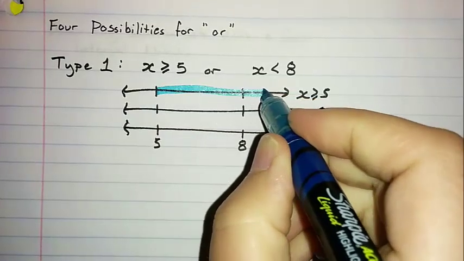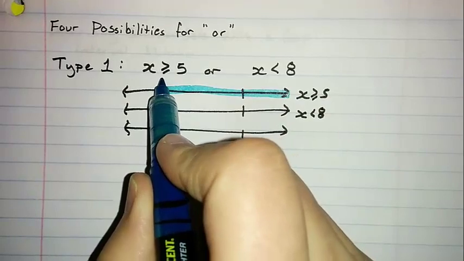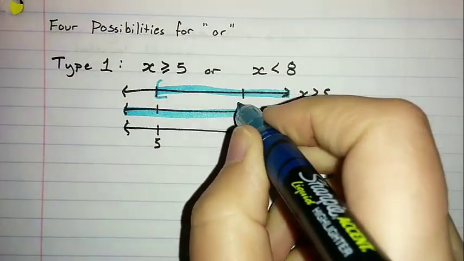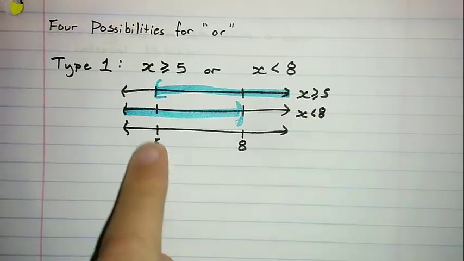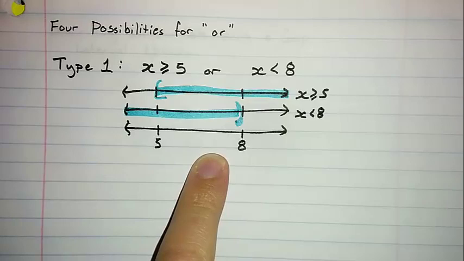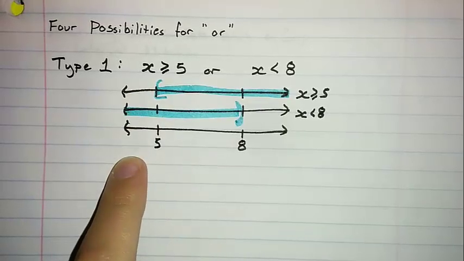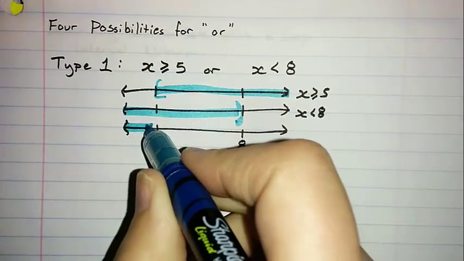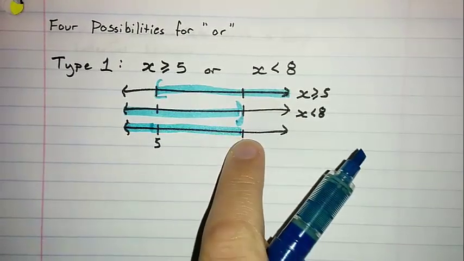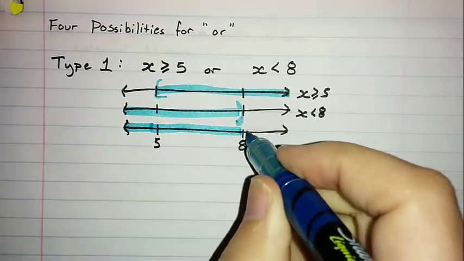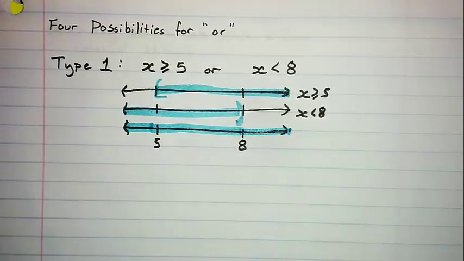X is greater than or equal to 5. Here's x is less than 8. And now down here I want to mark the points that are on one or the other or both. These points are on one of them. 5 is on both. These points in the middle are on both. 8's on one of them. And these points over here are on one of them.